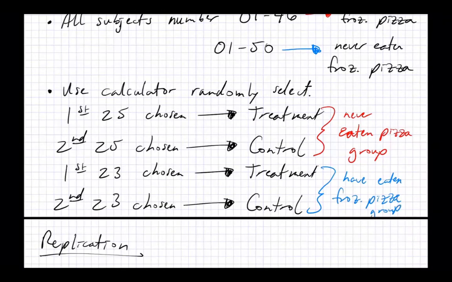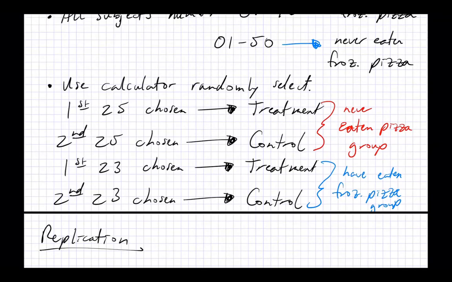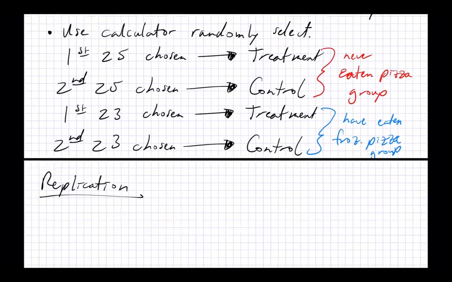Okay. Because the numbers aren't the same. All right. Okay, so we got that. Replication. So I'm going to go through, I have 50 people in my first group and 46 people in my second group. Okay, so I'm going to explain that.